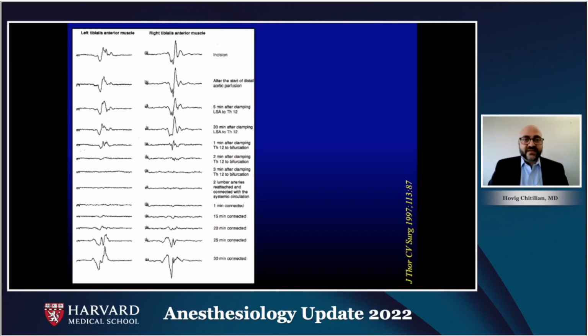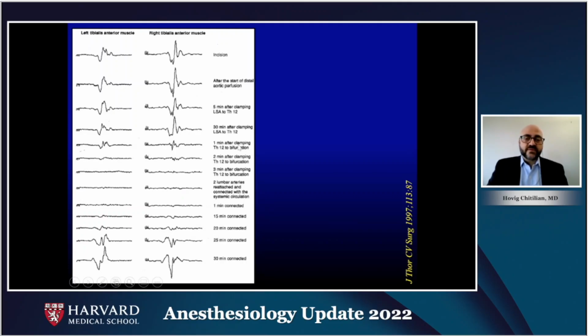Here's an example from a case report of how motor evoked potential monitoring is used in practice. These are signals obtained from the left tibialis anterior muscle and the right tibialis anterior muscle during an open thoracoabdominal aortic aneurysm repair. This is at incision. You can see the signal deflections here. After the start of distal aortic perfusion, no real change. 5 minutes after the initial clamping, which clamps the aorta from just distal to the left subclavian artery to the T12 level. 30 minutes after clamping, no change.